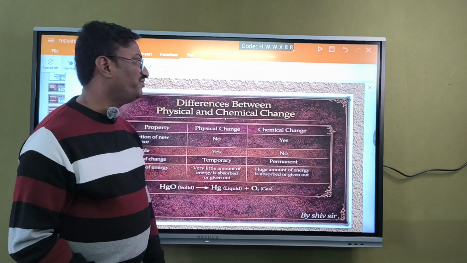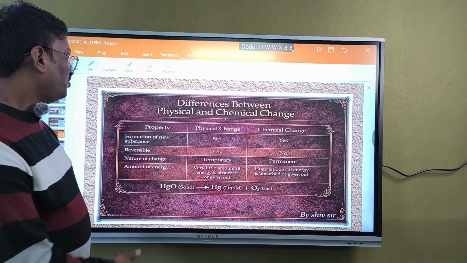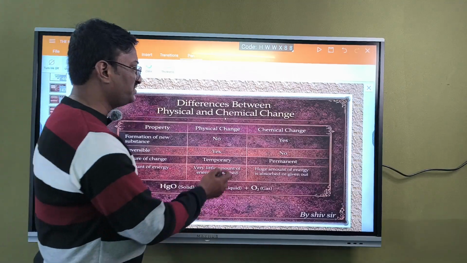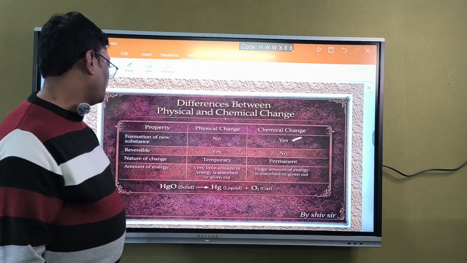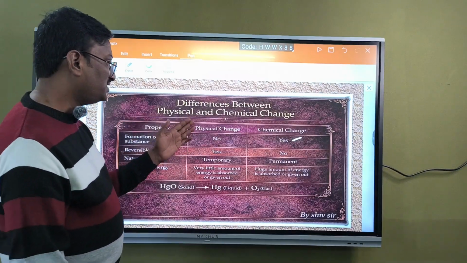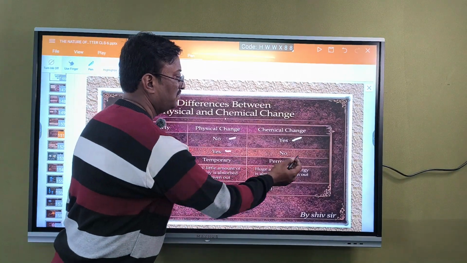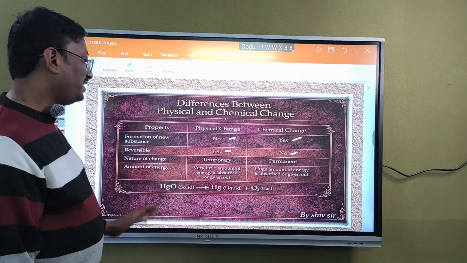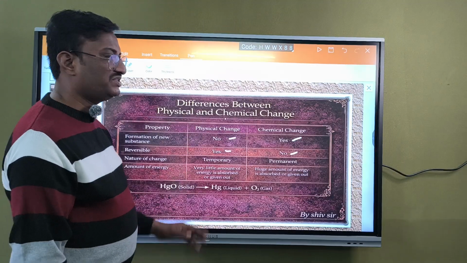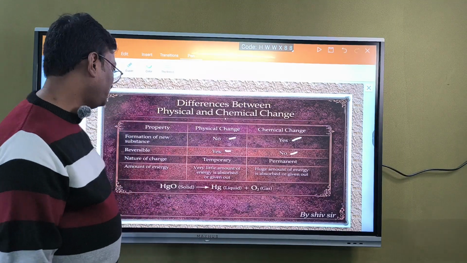What are the differences between physical change and chemical change? In the formation of new substance, in physical change no new substance is formed. Here a new substance is formed. Physical change can be reversible, but chemical change cannot be reversible once it has changed. The nature of change: physical change is temporary and chemical change is permanent.